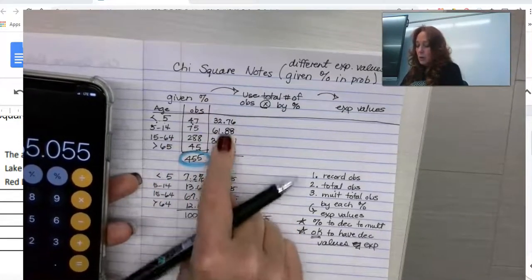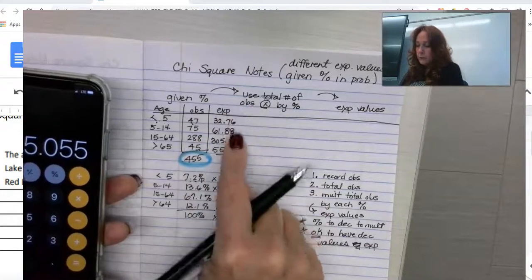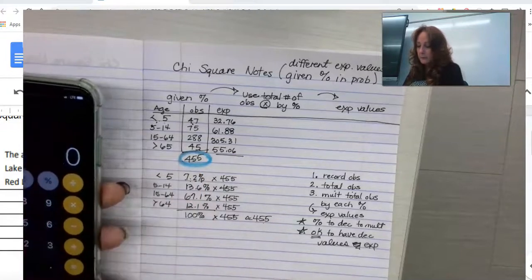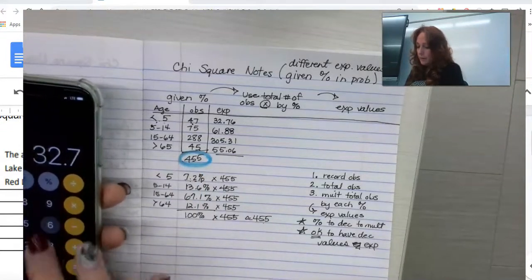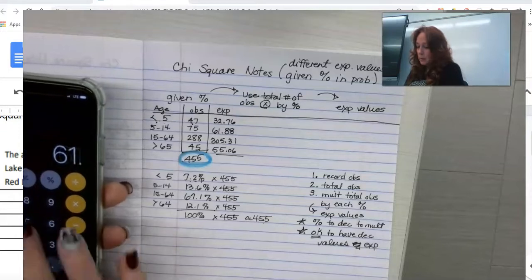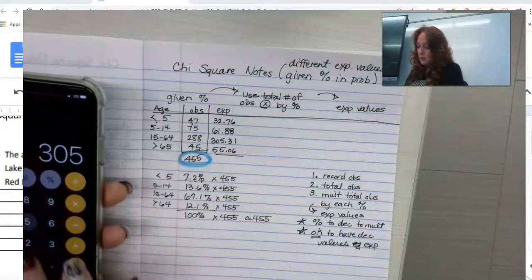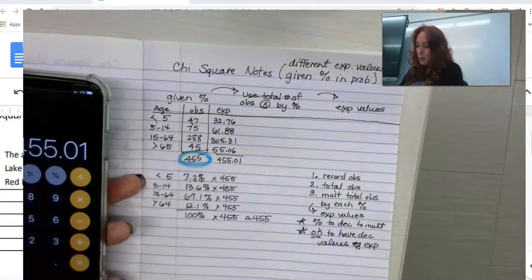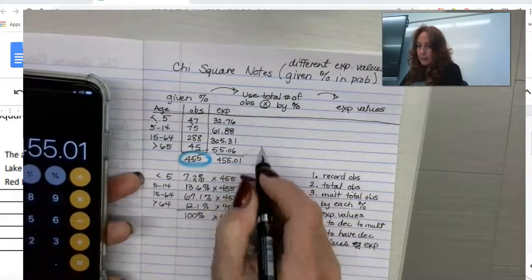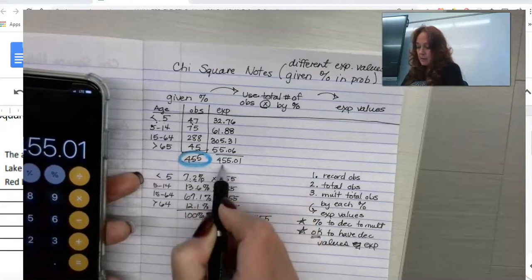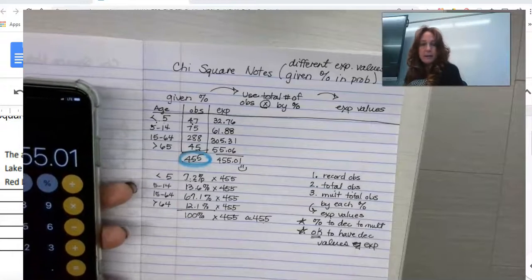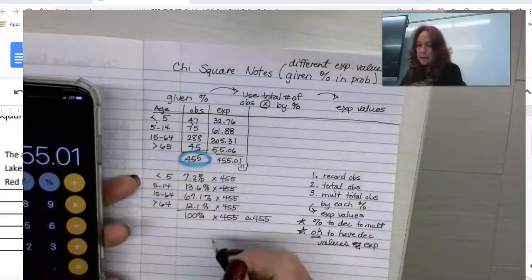So a really important check is to take all of your expected values, and they should be about 455. So 32.76, 61.88, 305.31, 55.06, and I get 455.01. Super happy with that. So to show myself I did this, first of all I added it, I kept a record, and then I just tell myself I'm happy with that. And then everything else is exactly the same.